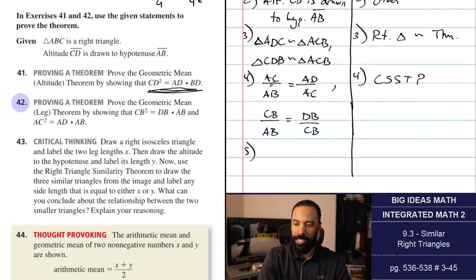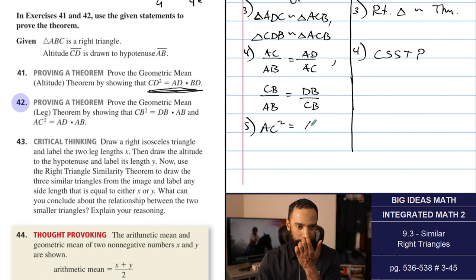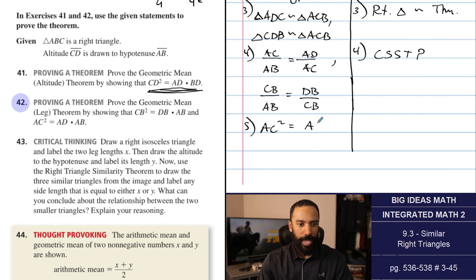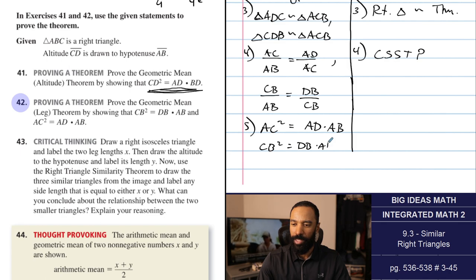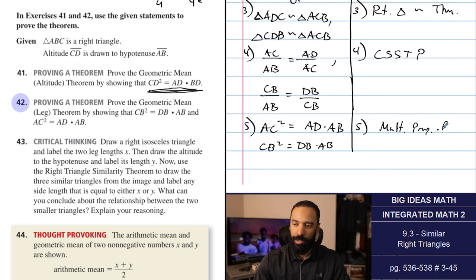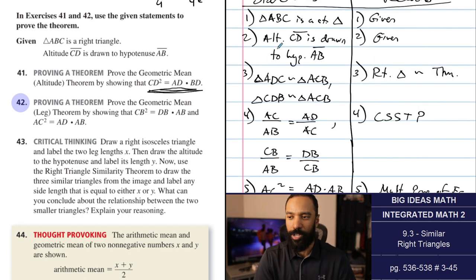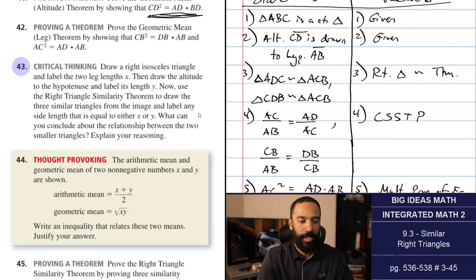Now let's cross multiply these things. On the first one, AC times AC is AC squared, and you get AB times AD. I'll write the way that they wrote it, AD times AB. And then here when I cross multiply these guys, I get CB squared equals, and I think they put DB times AB. Yeah, AB, that's just the multiplication property of equality, I was right. Mult prop of EQ. Okay, those are those proofs, assuming I'm allowed to use the right triangle similarity theorem, which we never proved together.